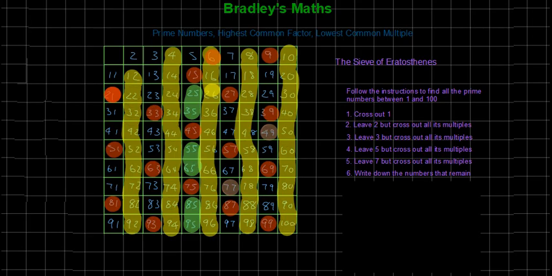Okay. Our numbers are 2, 3, 5, 7, 11, 13, 17, 19, 23. I think that's probably far enough down the page.